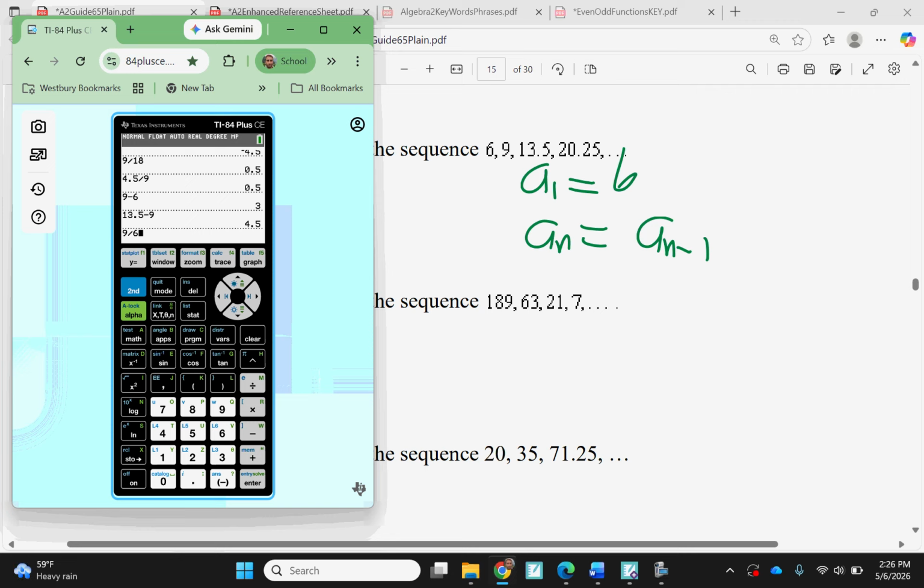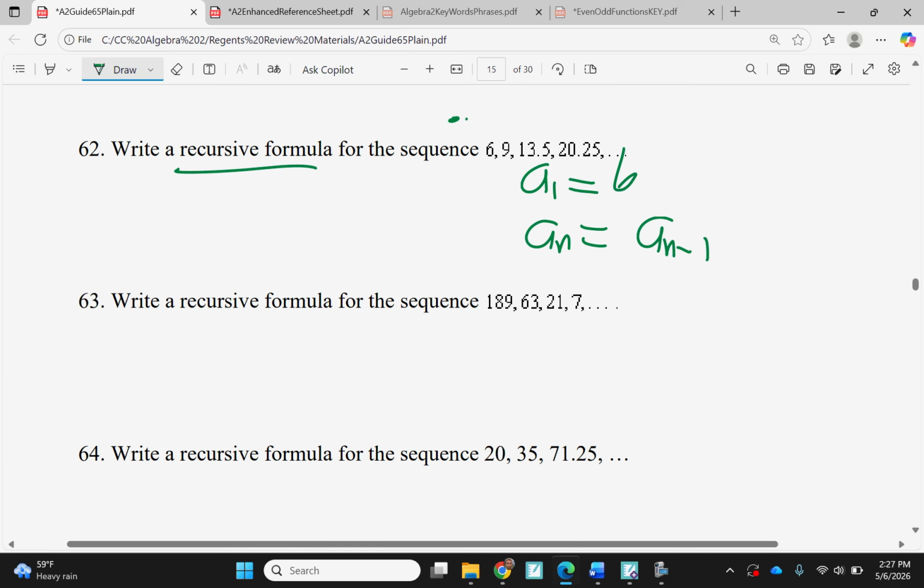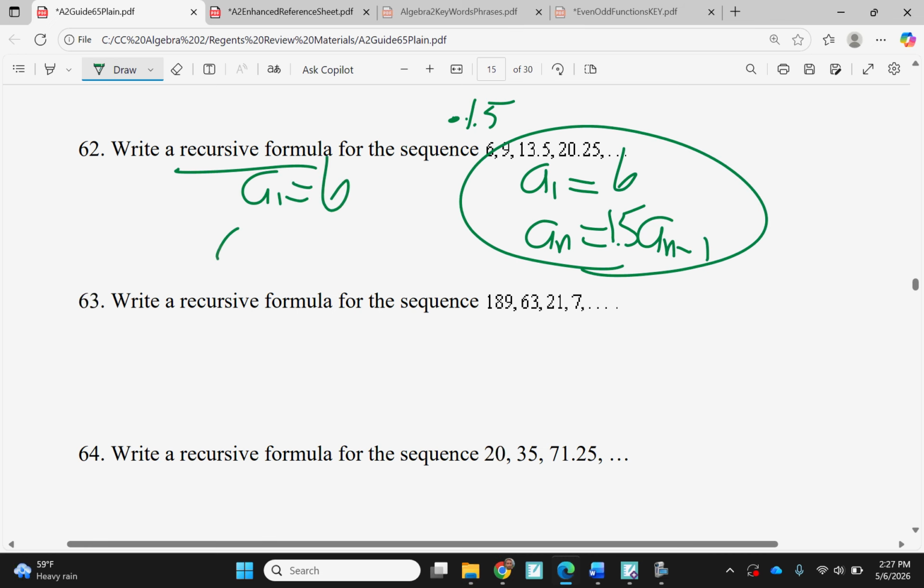9 divided by 6, 13.5 divided by 9. Both divide to 1.5. So I'm multiplying by 1.5. The proper way to write it would be the 1.5 in the front, but it's not wrong if you wrote an equals an minus 1 and then did times 1.5. That would be fine as well.